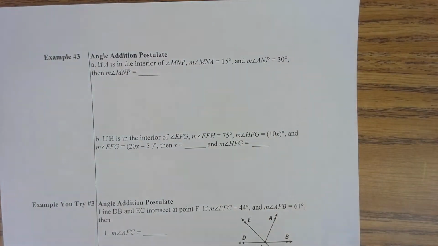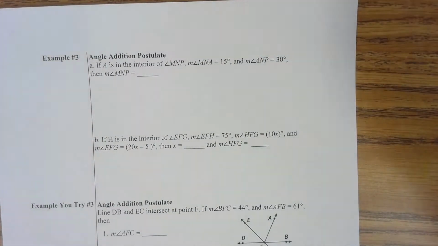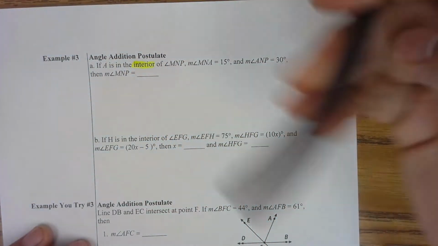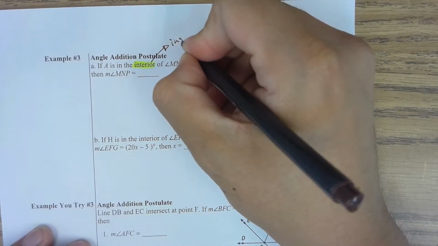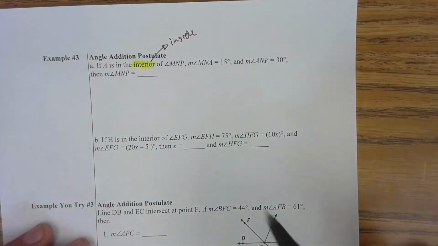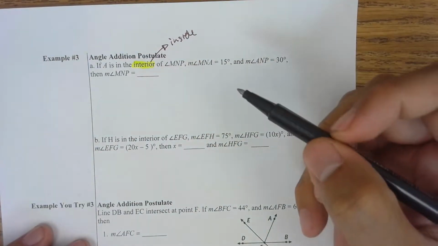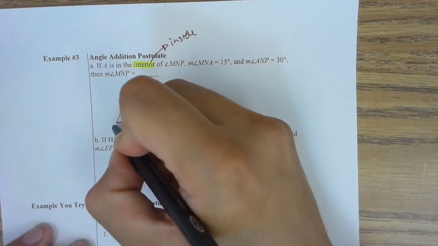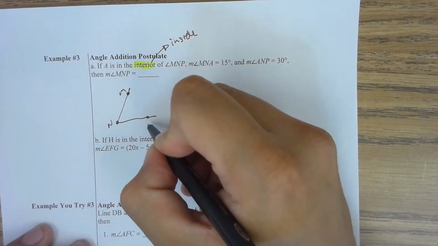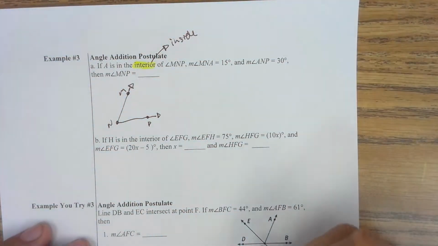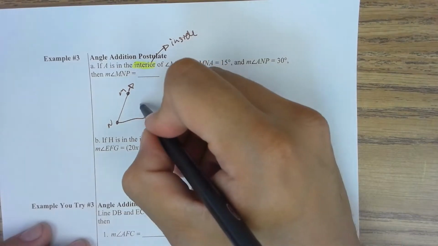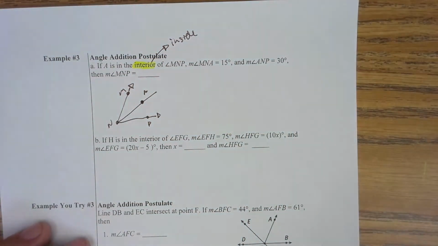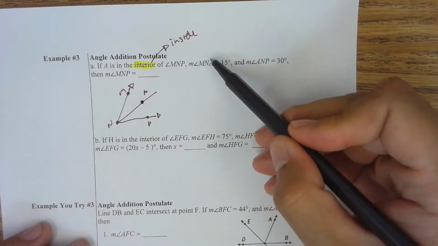So let's see. If A is in its interior, well, the word interior right here means inside. So inside of angle MP. Let's just draw that. I don't know how big it is, but I'm just going to draw angle MP. And we know that A is inside here, so somewhere there. Let's call that A.